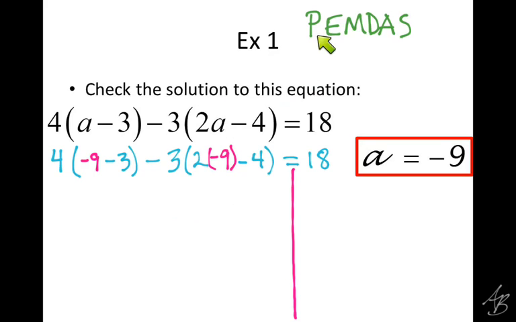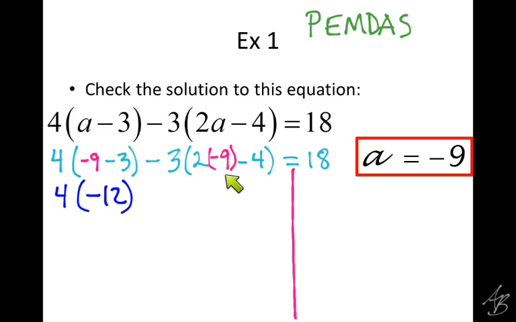So we're looking for parentheses first, and we have it in two different places. In this parentheses here, what's negative 9 minus 3? Negative 12. So we're going to replace that negative 9 minus 3 with a negative 12. Okay, I'm going to keep it in parentheses though because we have that times 4 on the outside. How about here? We're going to do two steps at once here.